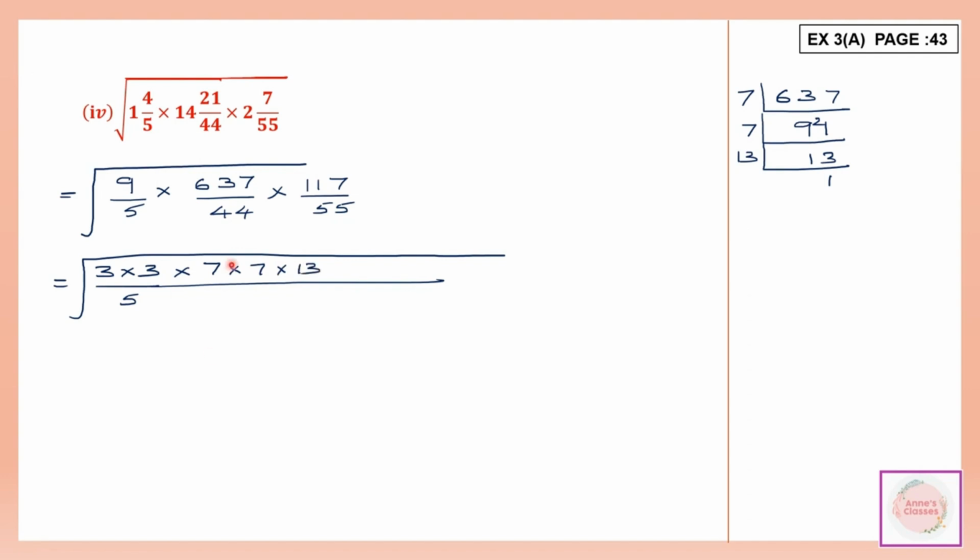Now we have 44 in the denominator. Let's find that. So 44, let's divide this by 2. 22. Then again divide this. 2 11s are 22. 11 is a prime number, 1. So 2 into 2 into 11 in the denominator. So let's write that. 2 into 2 into 11. Now let's go to the next one. That is 117 by 55.